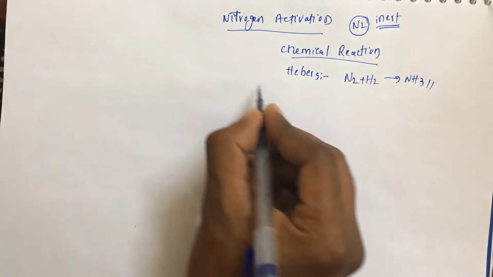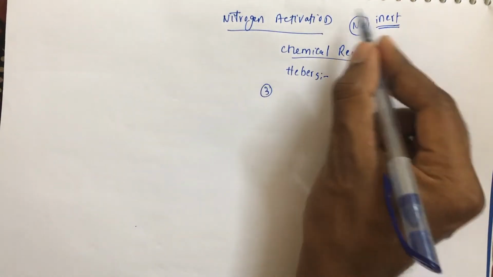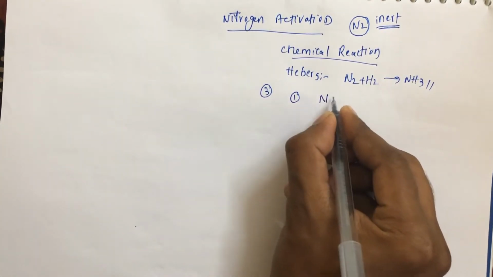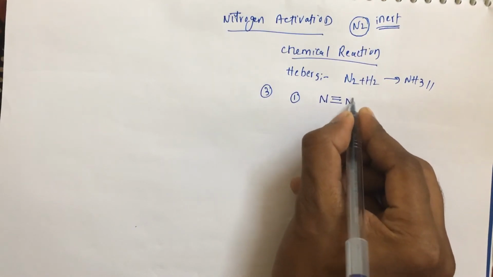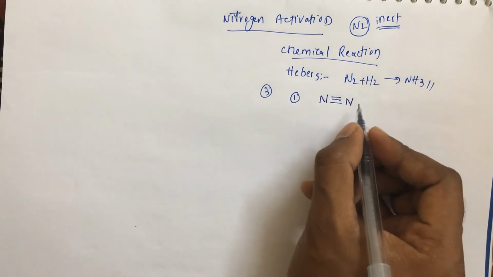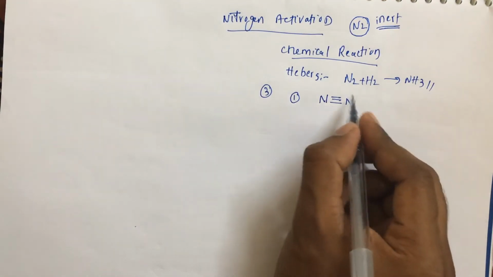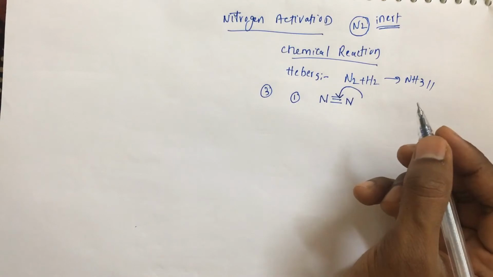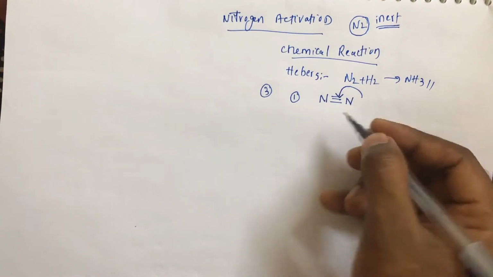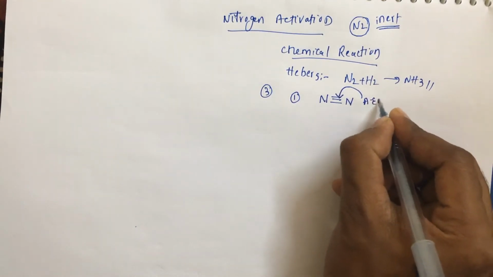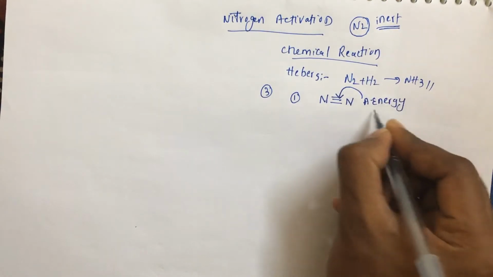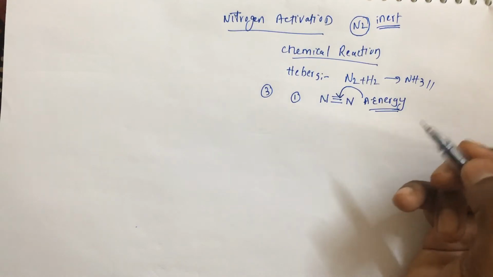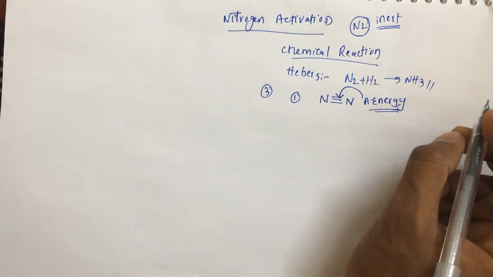There are three main reasons why N2 is inert. The first one is that we have a triple bond between the nitrogen and nitrogen. The bond order in N2 is 3. Because of this triple bond, we need so much energy to break this bond. So much activation energy is required to break this bond, so it's a time-taking process. Because of that, N2 gas is inert.